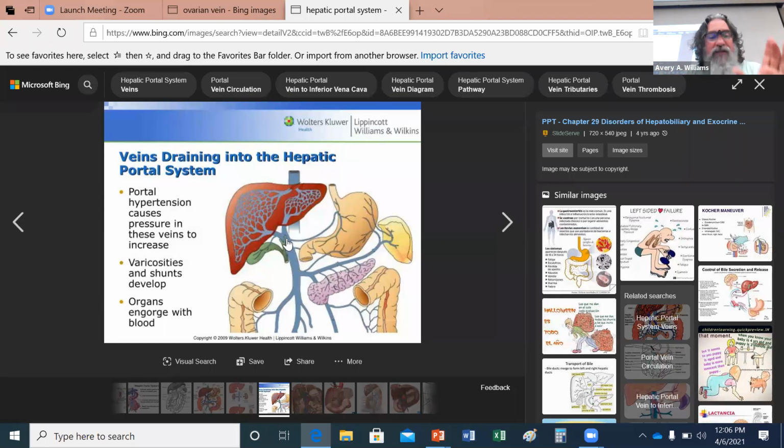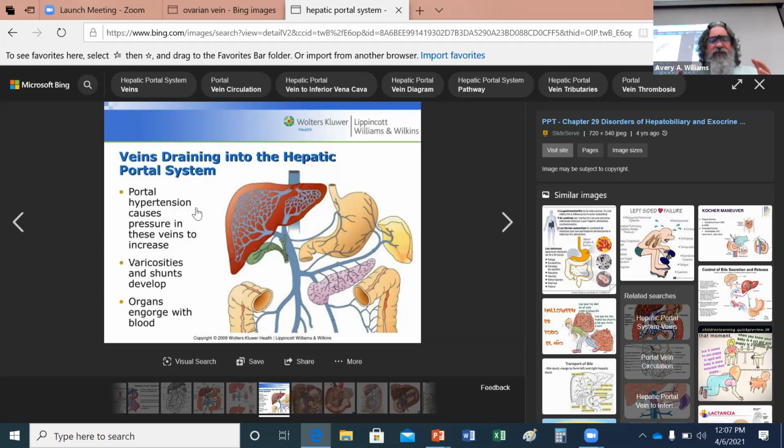But most of the blood that's coming to the liver comes from this one big gigantic blue vein right here, which is called the hepatic portal vein. 80% of the blood supply to the liver comes from this one big old vein right here. That's the hepatic portal. And the key word is portal. See that portal, a portal system.